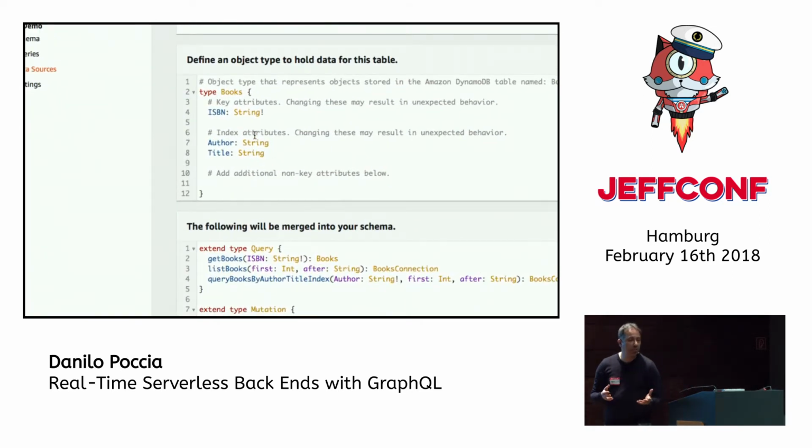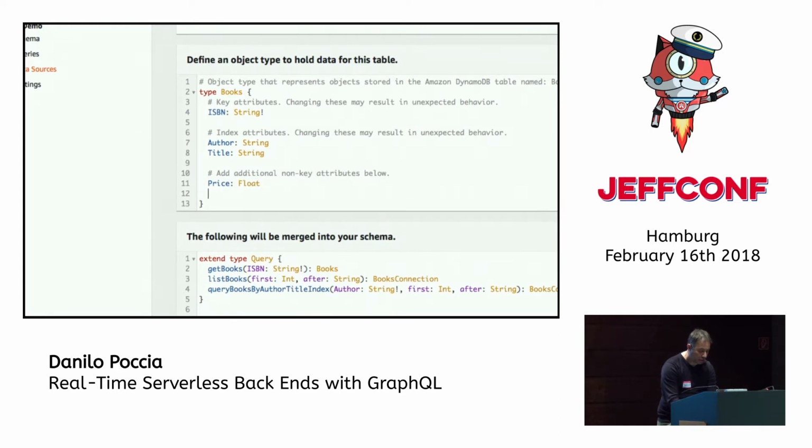DynamoDB is a NoSQL database with a flexible schema. That means that we don't know all the attributes, the fields that you use. So we can only infer the attributes that are in the primary key or in any index. But then you can add the other ones here. For example, I also want to have a price that is a float number. And I also want to know the year of publication, that it's an integer.